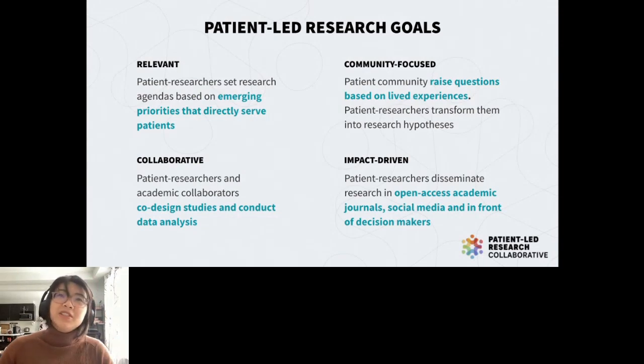So why do we do this? The patient-led research model is built on top of several goals that we have for ourselves and for the patient community. First off, we want our research to be based on emerging priorities that directly serve patients. And I can give some examples where it doesn't.